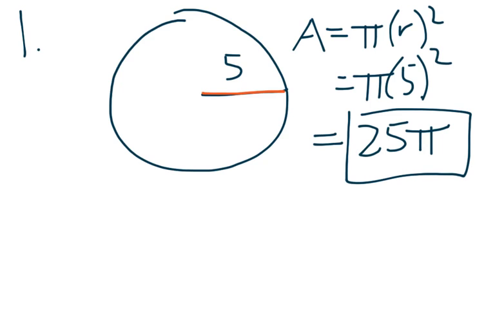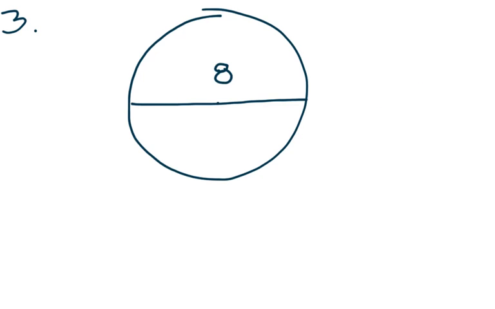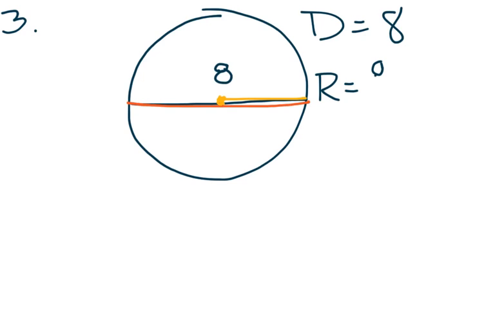Let's look at number 3. So number 3, if you look here, it is a line that extends all the way from one edge of the circle to the other edge, going through the center. That means that 8 is our diameter. So remember that diameter is actually twice our radius. So our radius starts in the center of the circle and goes to the outside edge. So in order to find r, we divide the diameter by 2. So r equals 8 divided by 2. And 8 divided by 2 is 4.